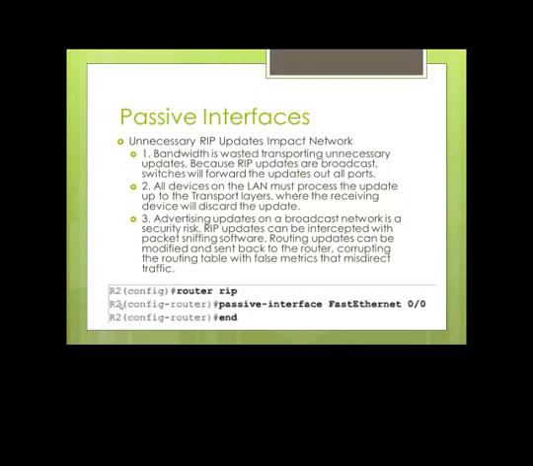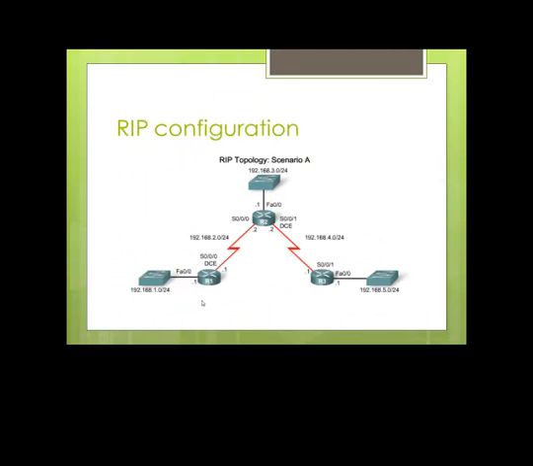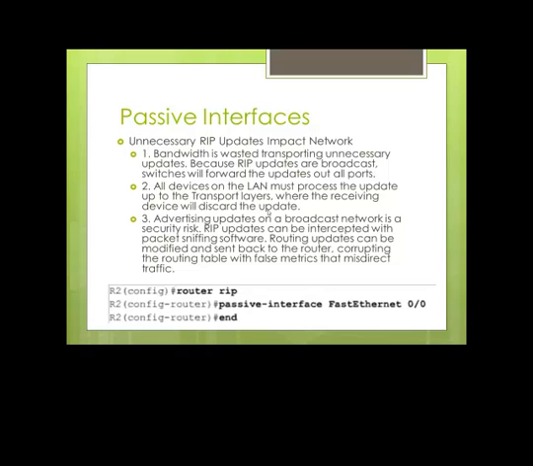In this scenario on our R2 router, if I go back to that picture here, on the R2 router, there is no reason to send a RIP update out the fast Ethernet 0/0. There is no router on this side to accept that RIP update. So we want to disable RIP updates from being sent out this fast Ethernet. So what I would do is I would go into my R2, type in router RIP, and then passive-interface fast Ethernet 0/0. And what that passive-interface fast Ethernet 0/0 command does again is it stops RIP updates from being sent out that fast Ethernet 0/0.